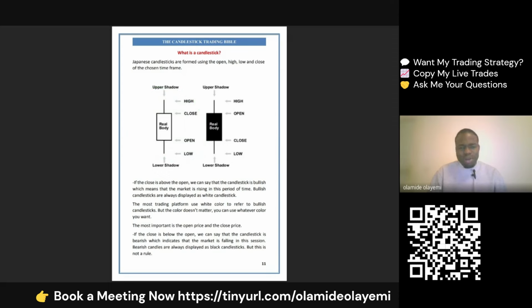If the close is above the open, we can say that the candlestick is bullish, which means that the market is rising in this period of time. The bullish candlesticks are most of the time displayed as white candlesticks. So this is a bullish candlestick, meaning that the price increased. How did we know that the price increased? The price opened at this level, and then it closed at this level before the time ended, before 24 hours.